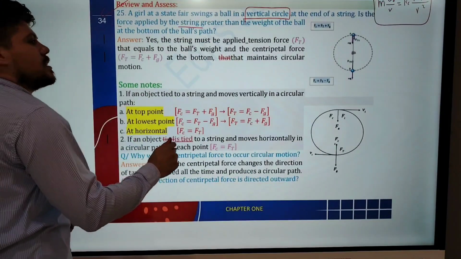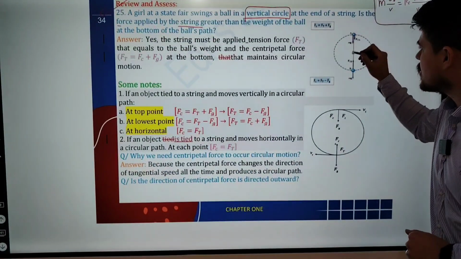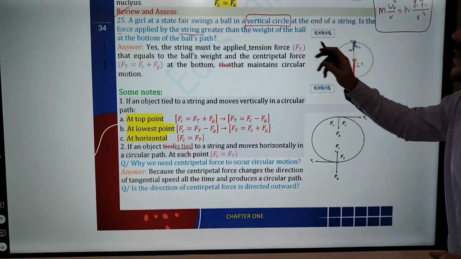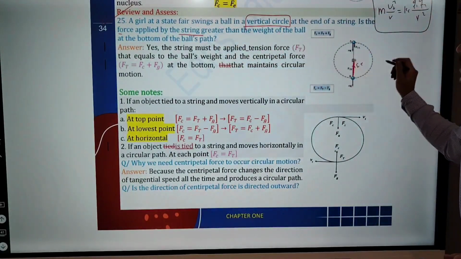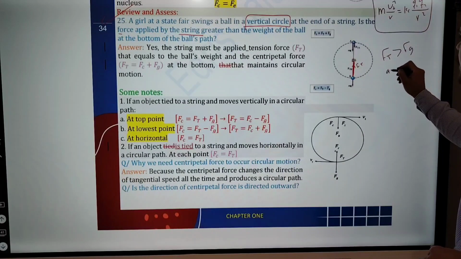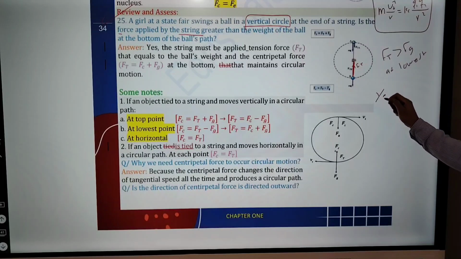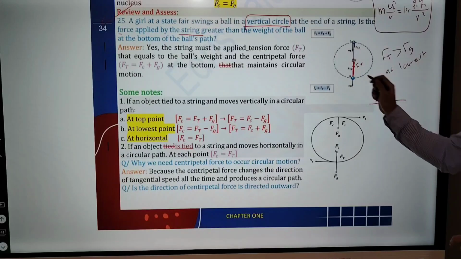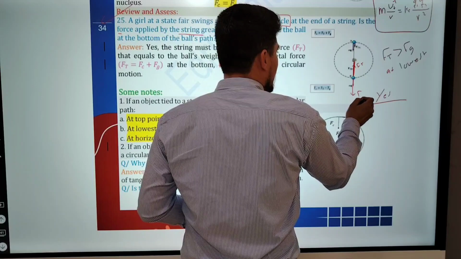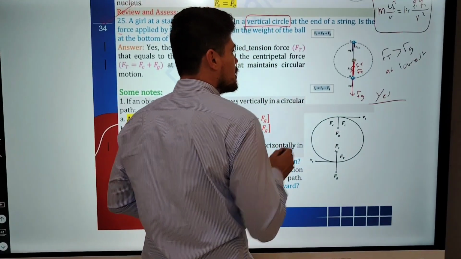The answer is yes. Okay? The force applied by the string, this is Ft, greater than the weight, Ft bigger than Fg at the lowest point. The answer is yes. Why? Because at the lowest point, the direction of the Fg is downward. Direction of Ft and Fc is upward.